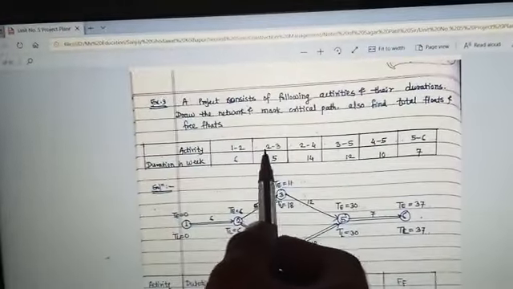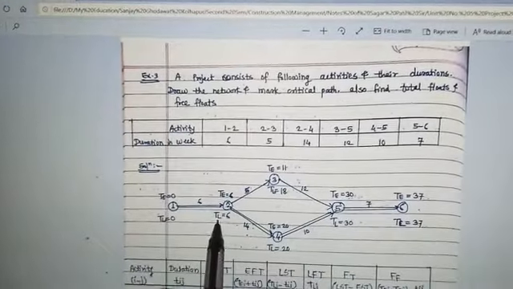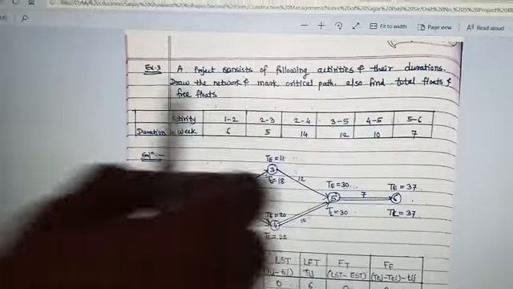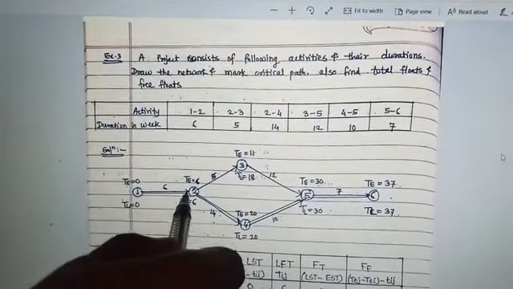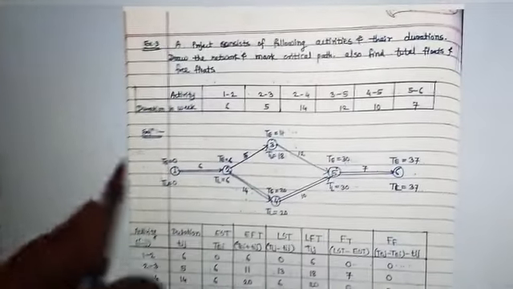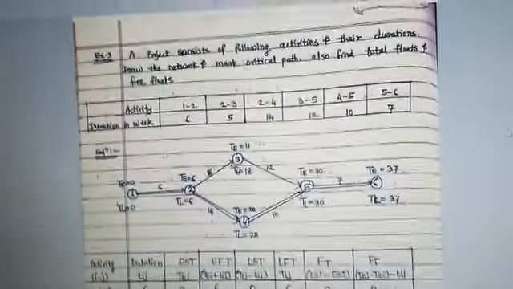Here they have clearly mentioned activity number 2 to 3. So after completion of activity 2, if I want to go for activity number 3, the time duration is 5. I have already drawn activity 2 here. So now what I have to do is draw, or represent, activity number 3.